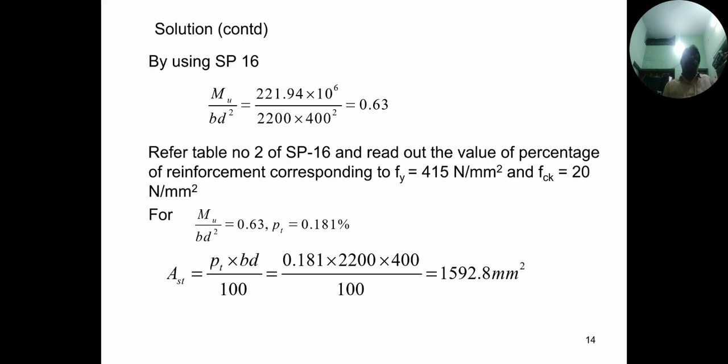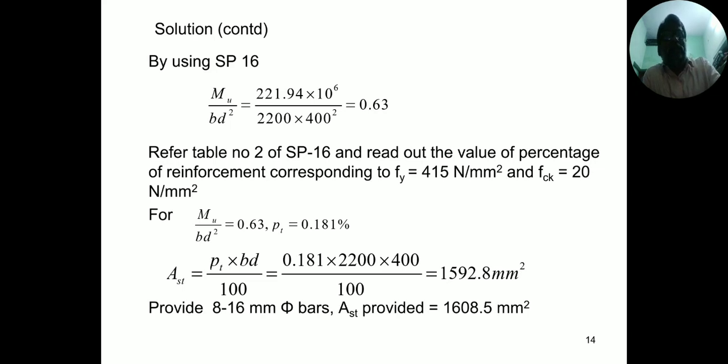AST. Provide 8 number 16 mm dia bars. AST provided is 1608.5 mm square, same as the solved problem.